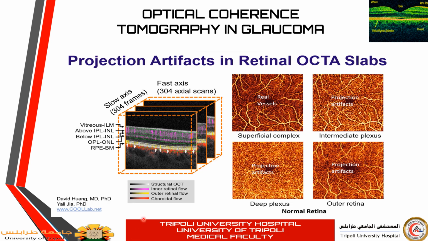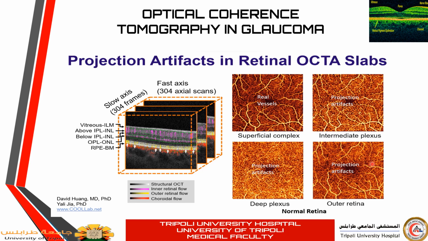Among the disadvantages of OCT angio, especially in the prototype modalities, is the presence of projection artifacts. As you can see in the left image, the blood vessels are clearly seen, denoted in purple color, in the superficial retina, and there are projections of the same blood vessels in the deeper layers of the retina up to the retinal pigment epithelium. This is called projection artifact.